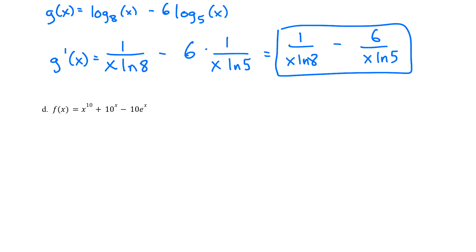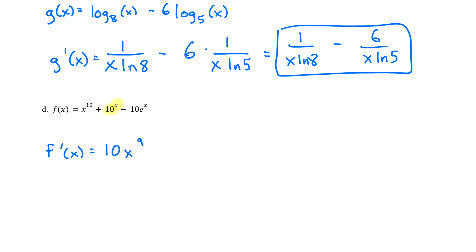Our last example for this video here, I have f of x equals x to the 10th plus 10 to the x power minus 10 times e to the x power. So the first term, f prime of x, x to the 10th power, well, that's just a regular old power rule. That's going to be 10 times x to the 9th power.